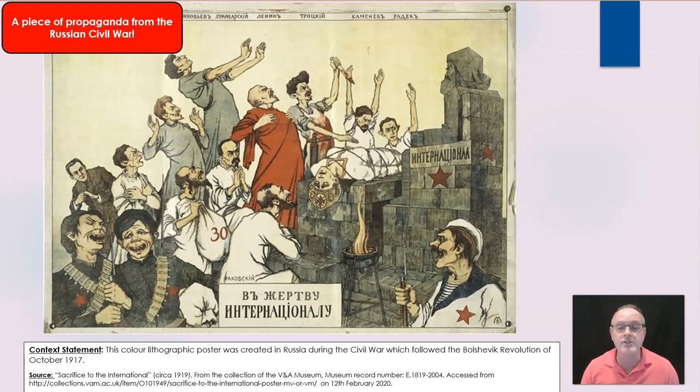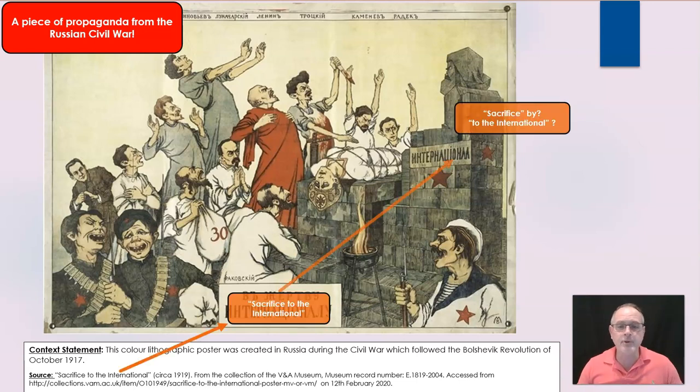how I'd annotate this. First off, I go to the caption, and I go to the source, and then let that guide me into the imagery of the source itself. I pick up on the title. This time, it's actually in the source details. I know it's a poster that's created in the Civil War from the context, and I've said that earlier. But the title of the poster is Sacrifice to the International.